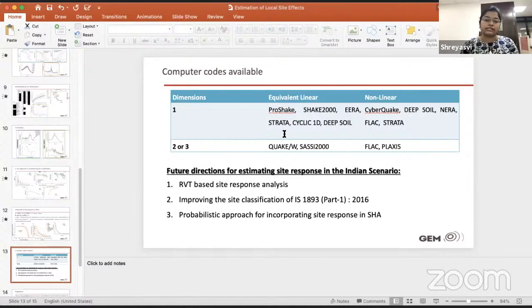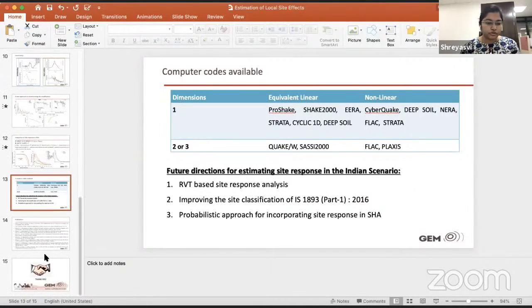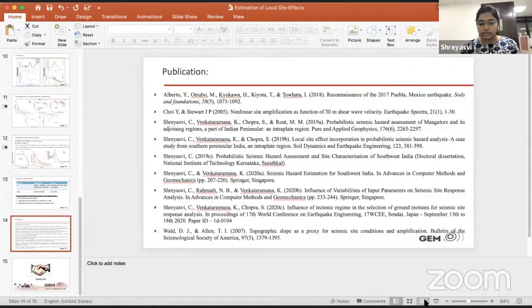And there is a need for improving the site classification, and more importance should be given towards a probabilistic approach for incorporating site response and SHA. So those are some of the publications that, if the audience are interested, I would be happy to share.